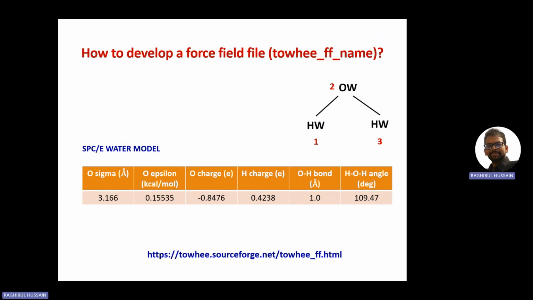Okay. This is the input file. So we need two files. One is the Tohi underscore input, and second is the Tohi underscore FF file. That is your force field file. Now we are going to make the force field file. And this is important. We have to make this force field file each time for your molecule.